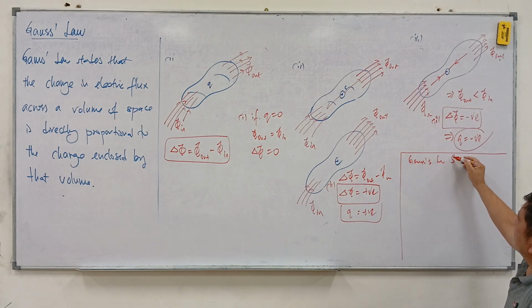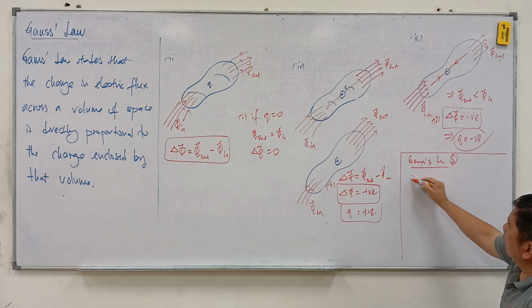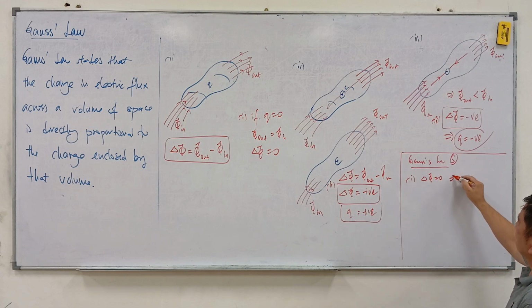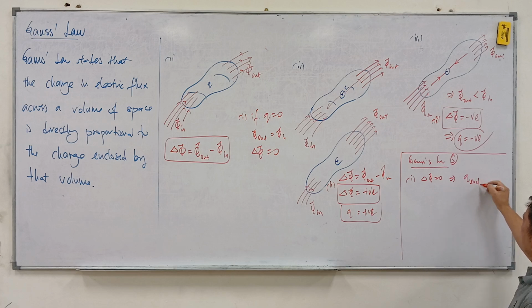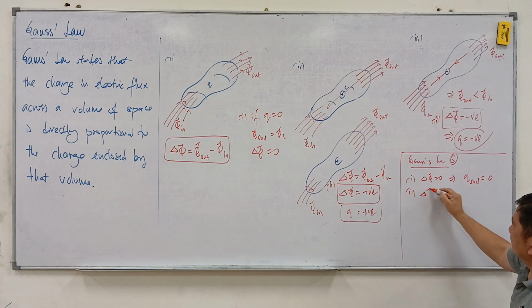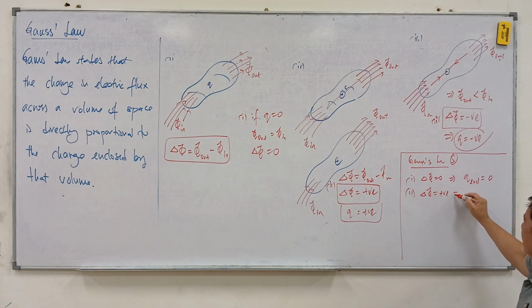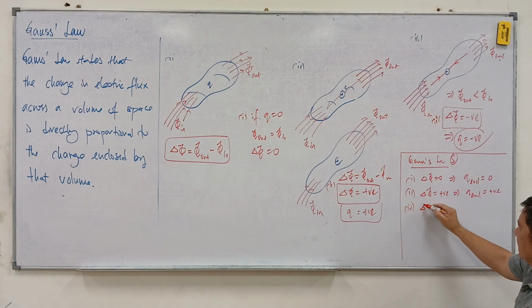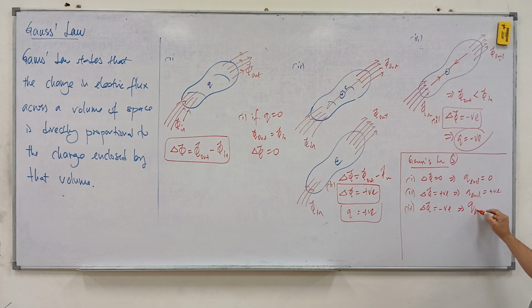Gauss law summary. Number 1: if delta phi equals 0, the conclusion is that the charge enclosed is equal to 0. Number 2: if delta phi is a positive value, then the charge enclosed is a positive charge. And the third one: if the change in flux is negative, the conclusion is that the charge enclosed is negative also.